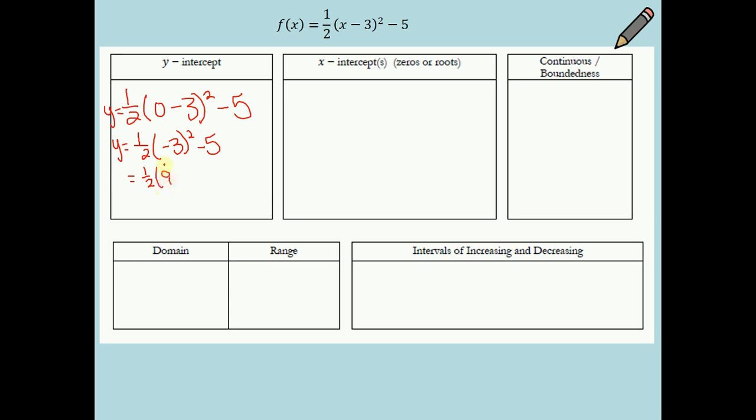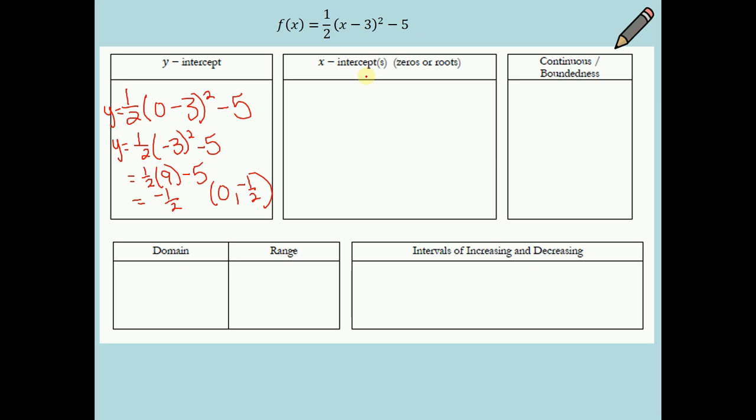1/2 times 9 minus 5. So that will be 9/2 minus 5. Negative 1/2. So my y-intercept is 0, negative 1/2.